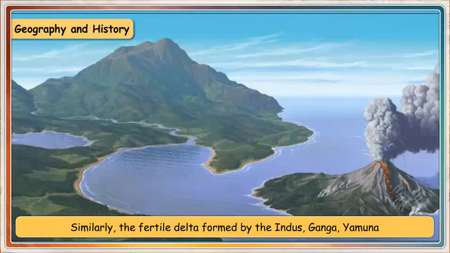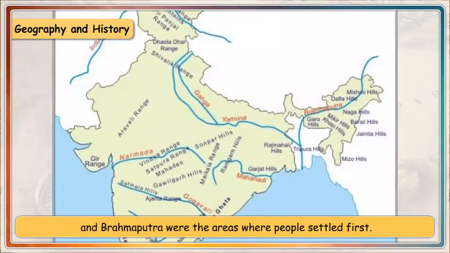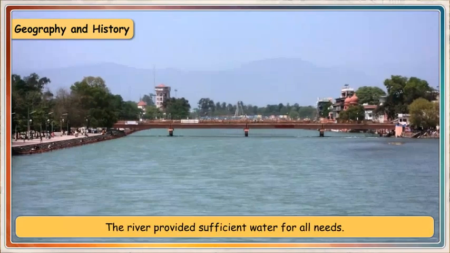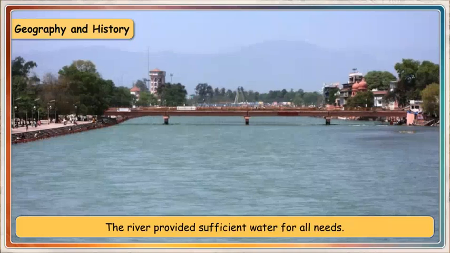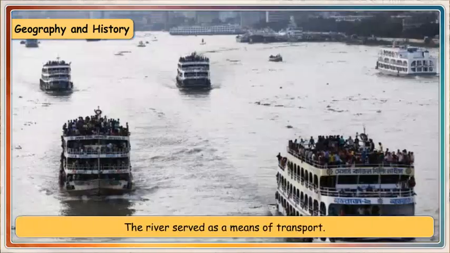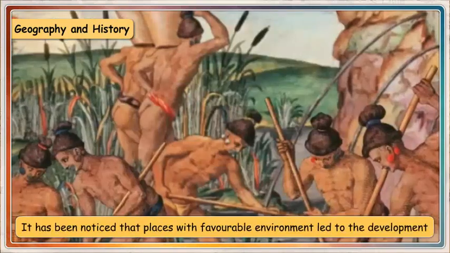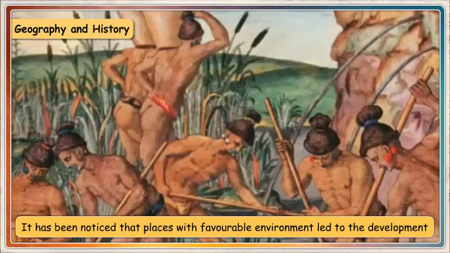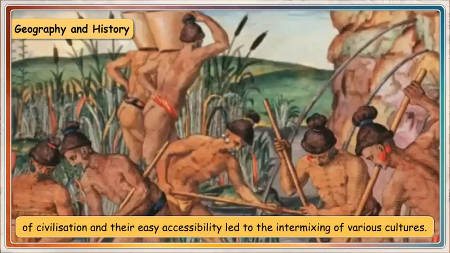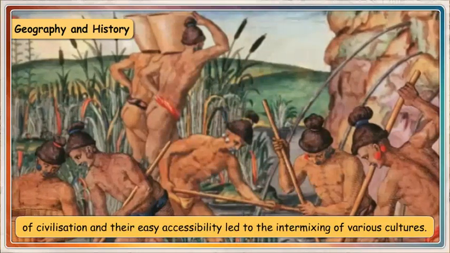Similarly, the fertile deltas formed by the Indus, Ganga, Yamuna and Brahmaputra were the areas where people settled first. This was because the river provided sufficient water for all their needs. The land near the river was very fertile. The river served as a means of transport. It has been noticed that places with favorable environment led to the development of civilization, and their easy accessibility led to the intermixing of various cultures.